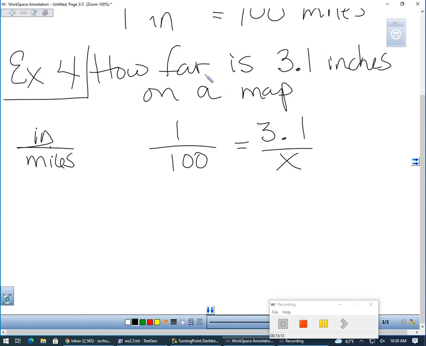Well, we're talking about a scale this time. We can do big on top if you want, but a scale always goes in that order, so that's how I wrote it down. So x times 1 is 1x, and 100 times 3.1, 310. And it's 310 miles. Let's try another one. Here's example number 5.